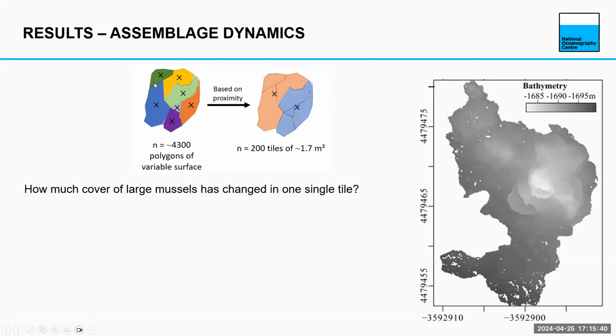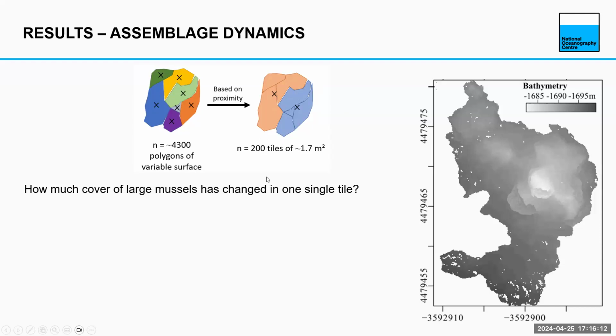Now what we want to do is try to map how these assemblages change over time, but to map those changes as well on Eiffel Tower. The problem is that we annotated polygons which have a variable surface and want to plot them in a standardized way over the map of Eiffel Tower. So what we have to do is to aggregate them in tiles of around 1.7 square meters based on their proximity, as you can see here.